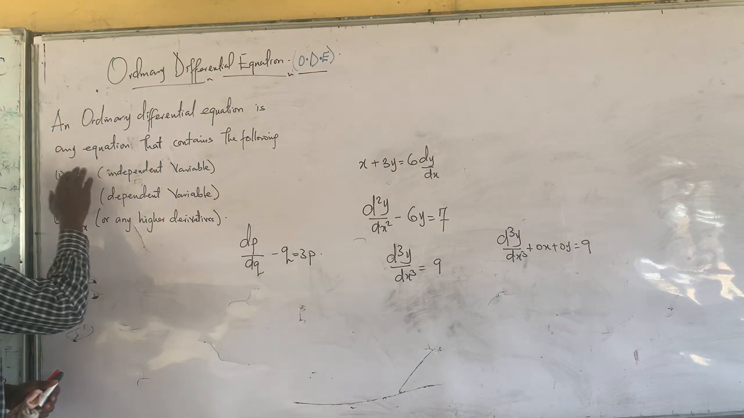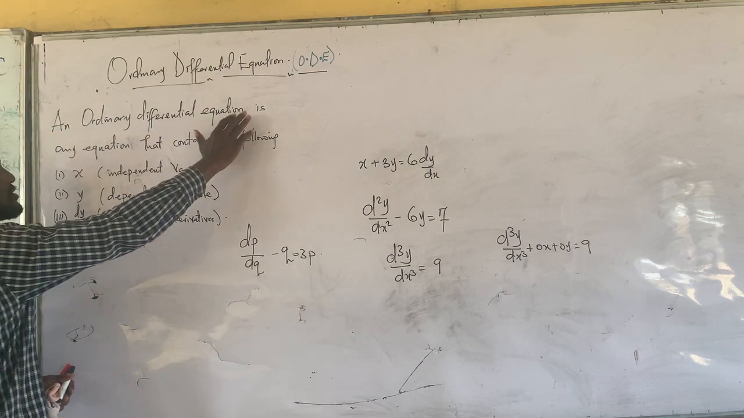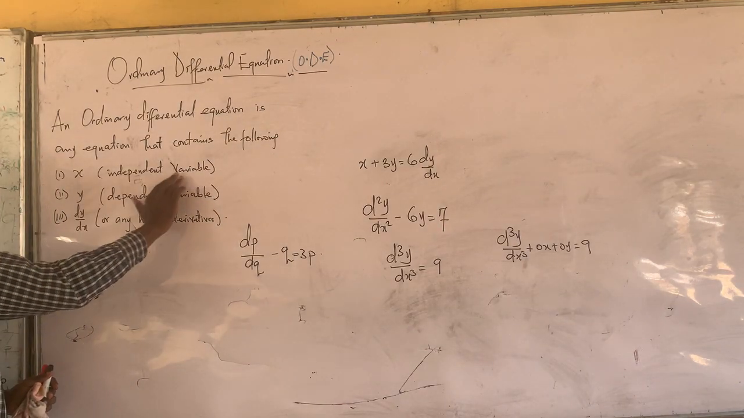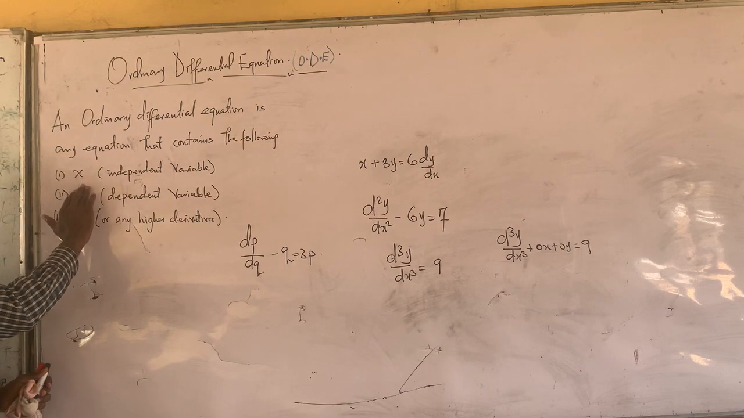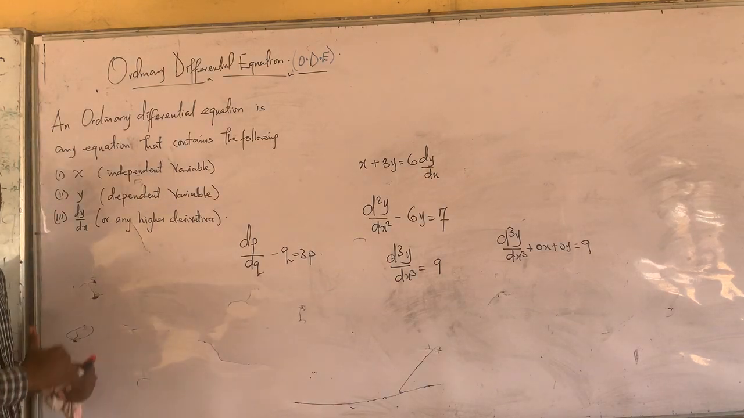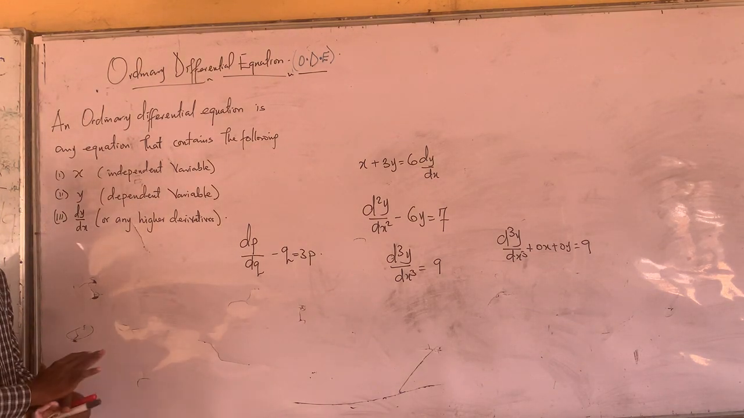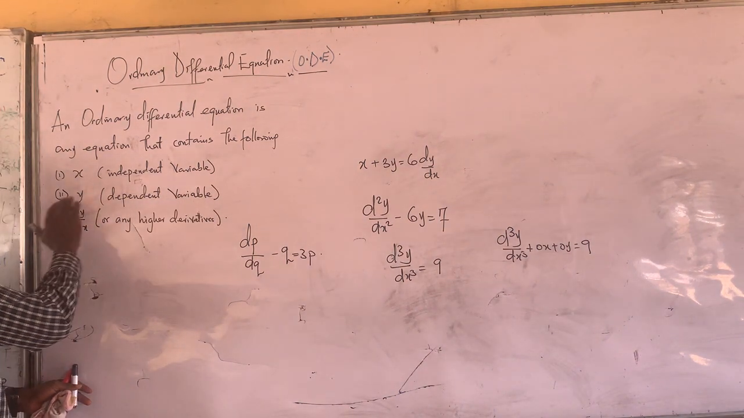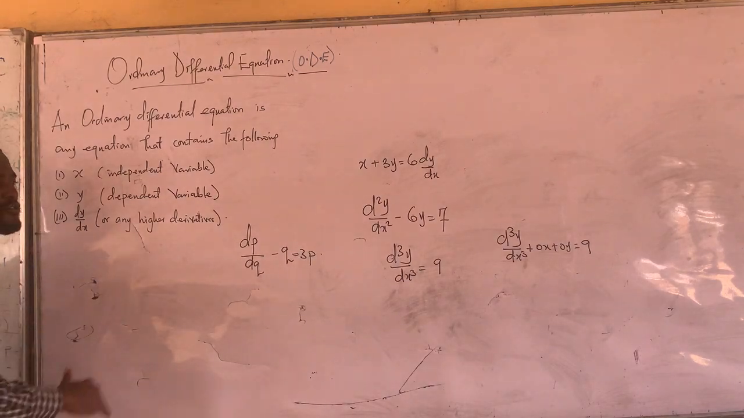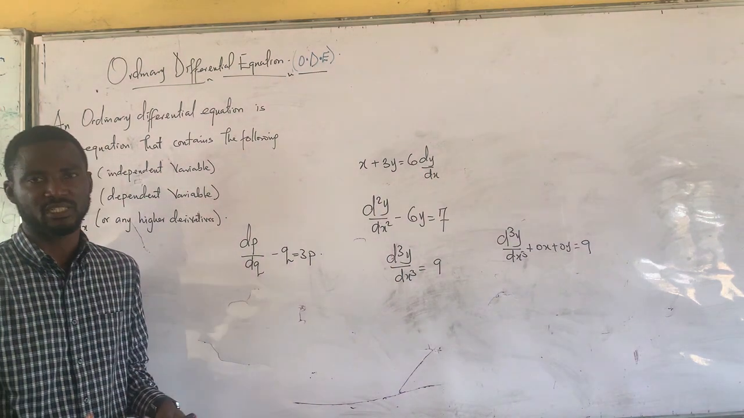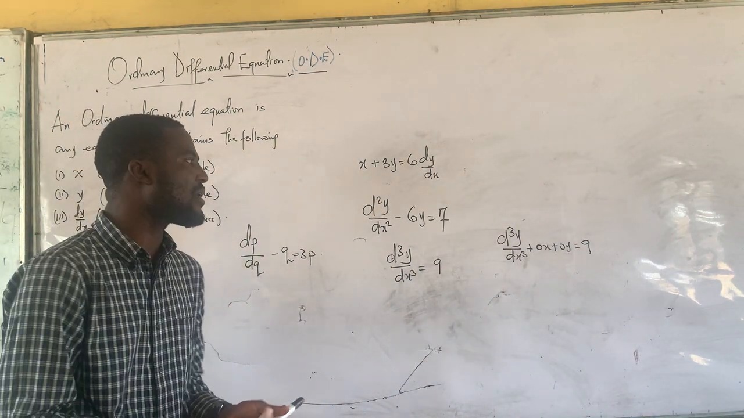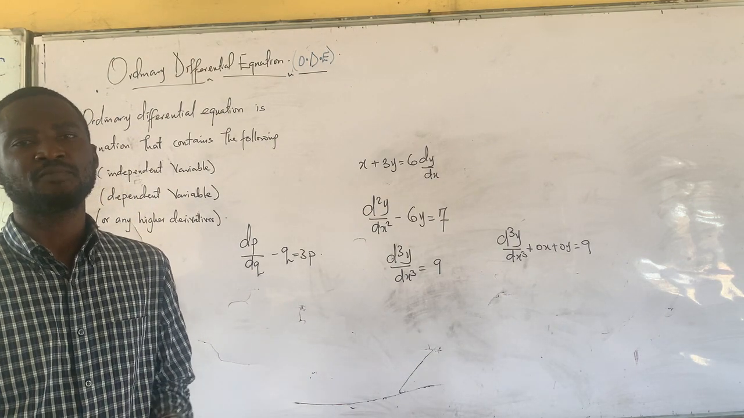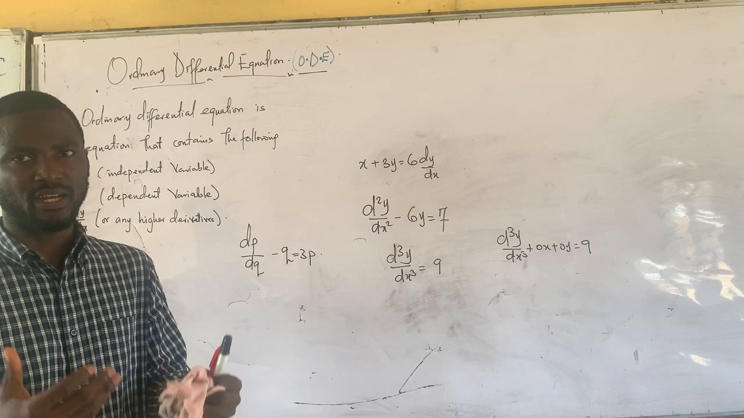So let's move on. An ordinary differential equation is any equation that contains the following. Number one, an independent variable. In this case, we are using x. And all through this class, we'll be representing the independent variable as x, and the dependent variable y, and their derivatives. The derivative could be the first derivative, the second derivative, the third derivative. So when you have any equation of that nature, what we call it is an ordinary differential equation.